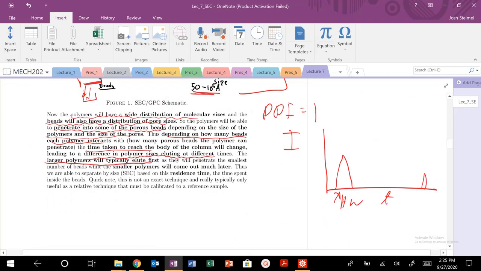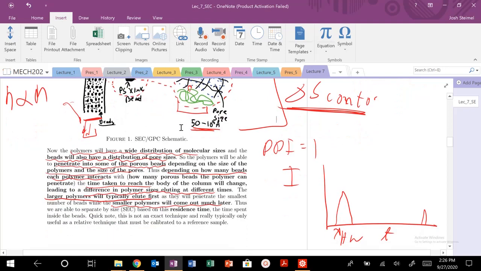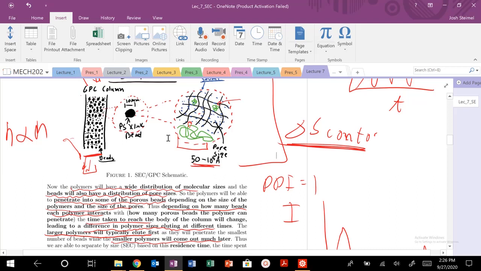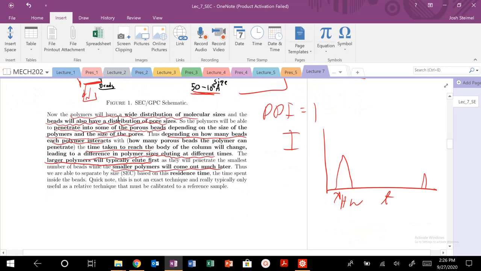At the very end, the smaller ones are going to come out much later. Why? Well, because they can explore. Again, there's not this big energy penalty in your conformational entropy in order to explore those smaller pore sizes. So the smaller polymers are going to be able to explore a lot. They're going to interact with all these different pores, and it's going to take forever for them to finally escape. It's kind of like, if you remember the Price is Right, the Jenga, that kind of falling game. It's essentially like that. But anyways, a little bit later on.